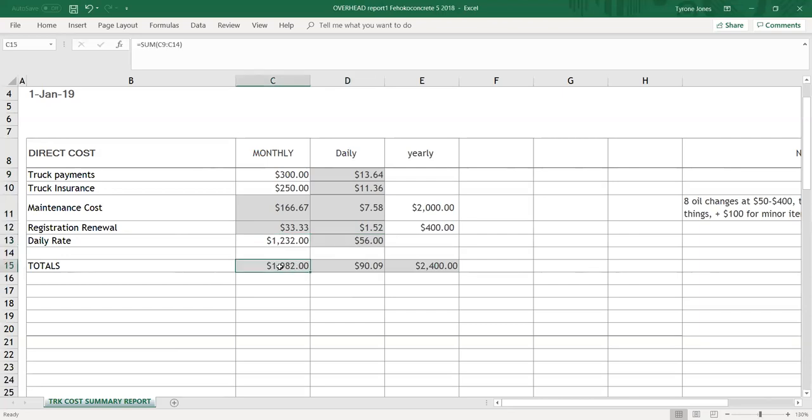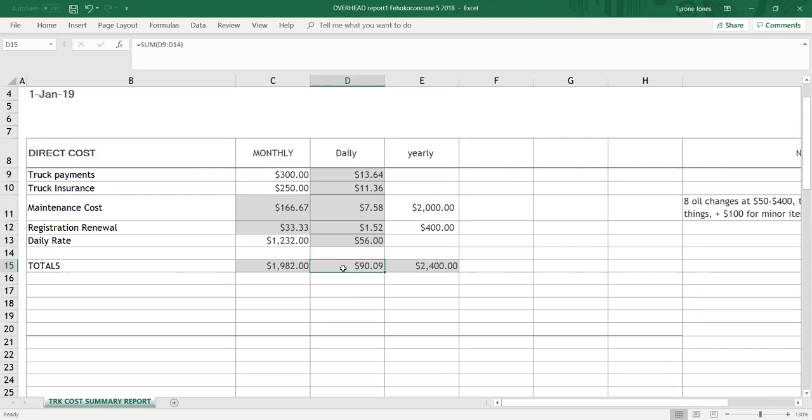Now, all that totaled up per month is $1,982. I need to come up with that every month to make sure I pay everything that's listed on this list. So to do that, that means I need to charge for my truck $90.09 per day. I need to charge for that vehicle on every estimate. So if I'm going to be out there on that estimate for 5 days, that's $90.09 for 5 days. It's a daily charge.